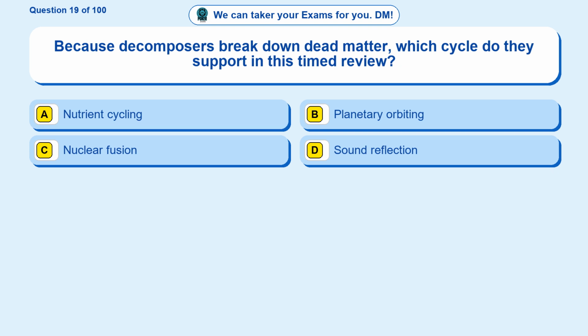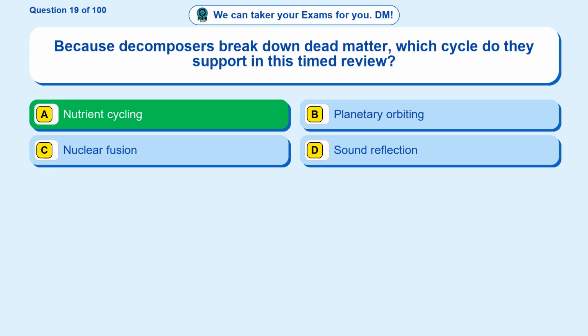Question 19. Because decomposers break down dead matter, which cycle do they support in this timed review? Option A. Nutrient cycling. Option B. Planetary orbiting. Option C. Nuclear fusion. Option D. Sound reflection. The correct answer is option A.